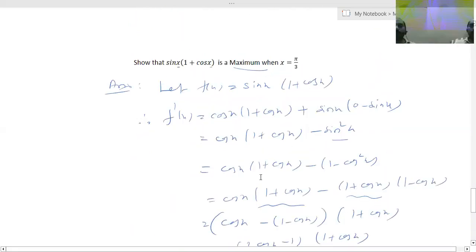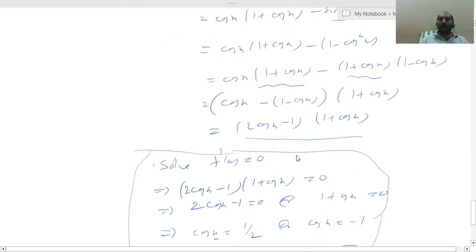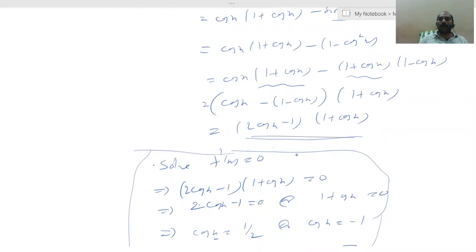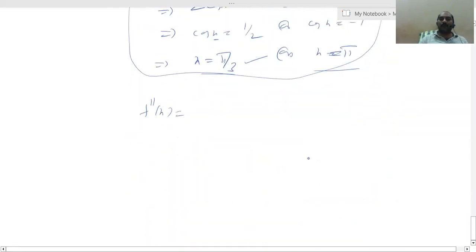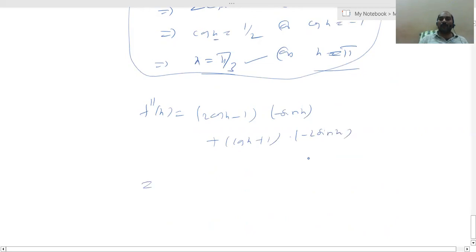If you take any one, this one or this one, or this one also you can take. Last one: first function into derivative of second function. 2 cos x minus 1 into derivative of second function, means minus sin x, plus second function, cos x plus 1, into derivative of first function, means minus 2 sin x. Simplify this expression, otherwise no need to simplify. Just now substitute the value.